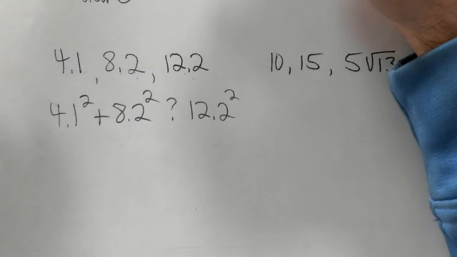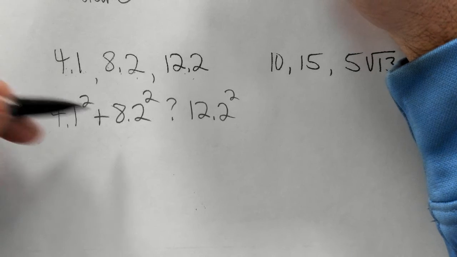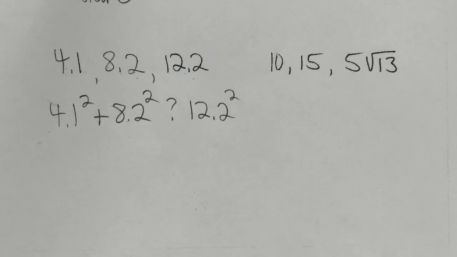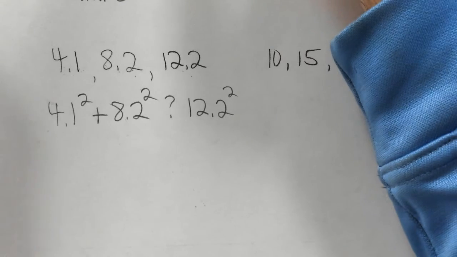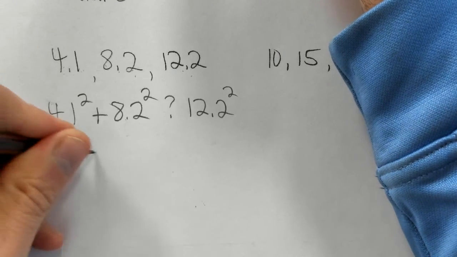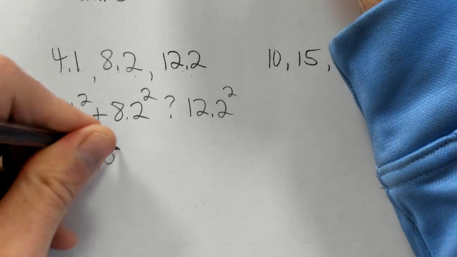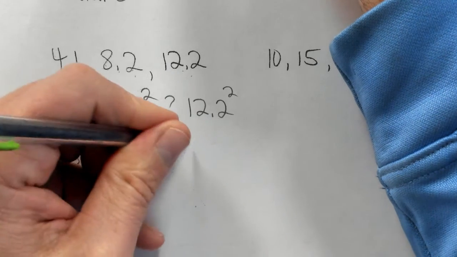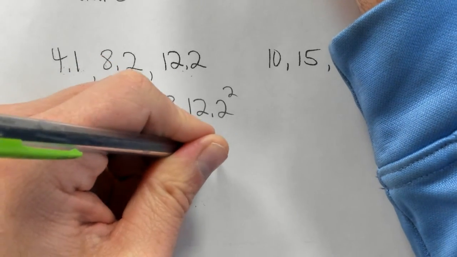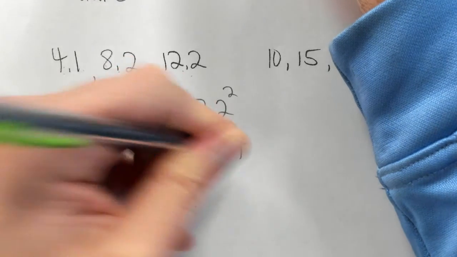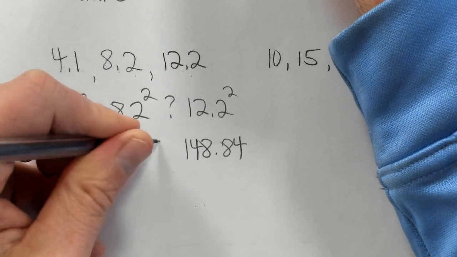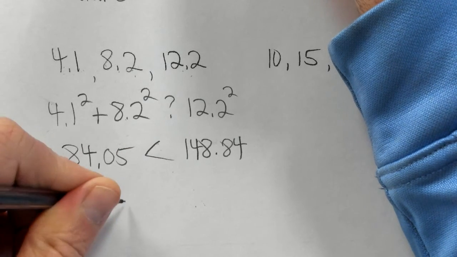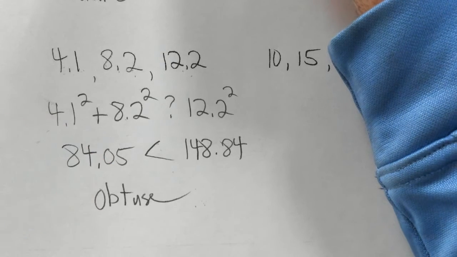Okay? So 4.1 squared plus 8.2 squared, we can take that and plug it into our calculator. And when we do, we would find that that's 84.05. And if you were to do 12.2 squared into the calculator, you would find that's 148.84. And so the C squared part of this is greater, which is going to cause the triangle to be obtuse. All right, so there you go.